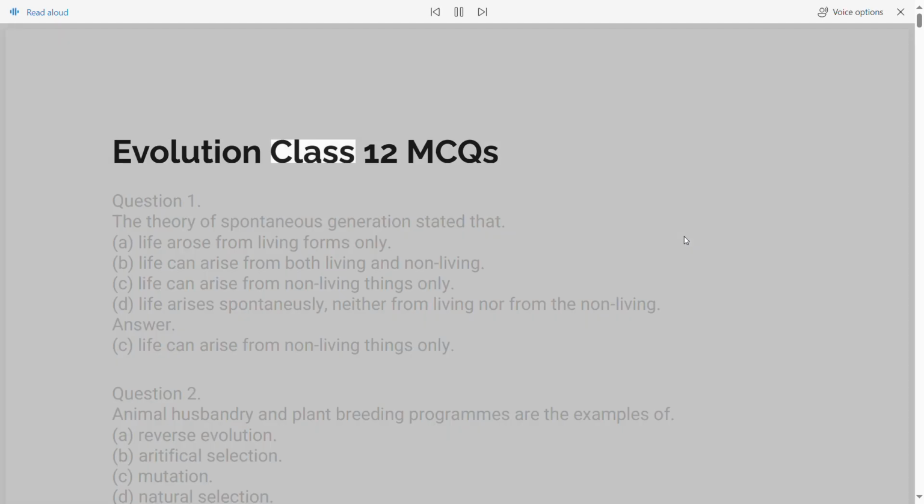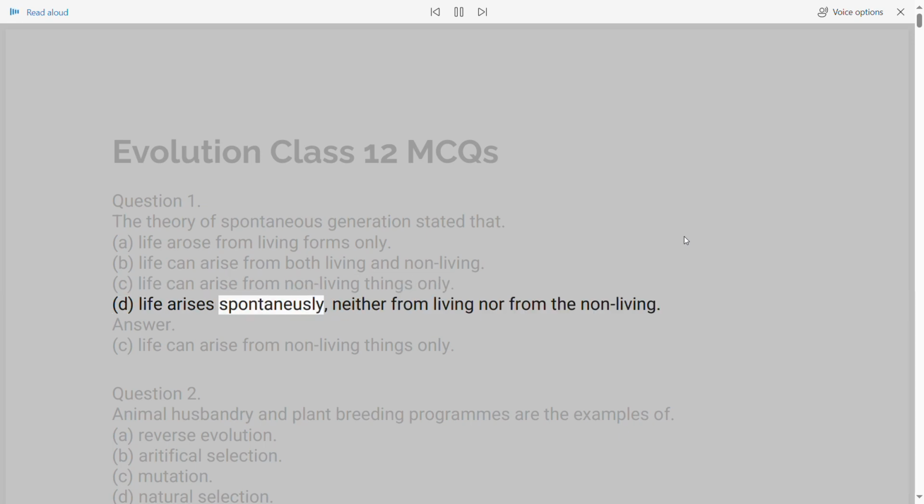Evolution Class 12 MCQs. Question 1. The theory of spontaneous generation stated that A. Life arose from living forms only. B. Life can arise from both living and non-living. C. Life can arise from non-living things only. D. Life arises spontaneously, neither from living nor from the non-living. Answer. C. Life can arise from non-living things only.